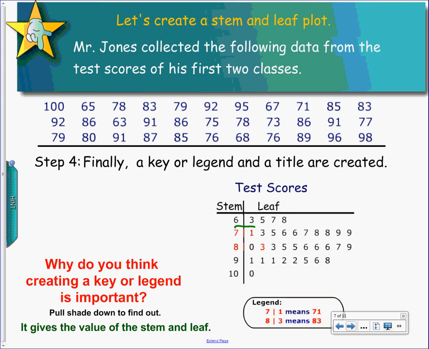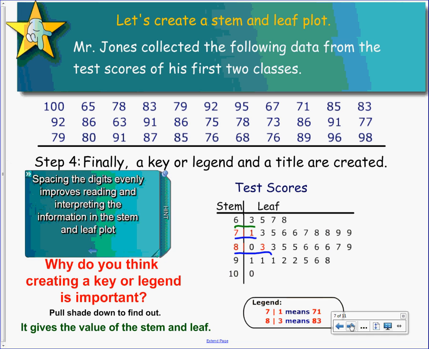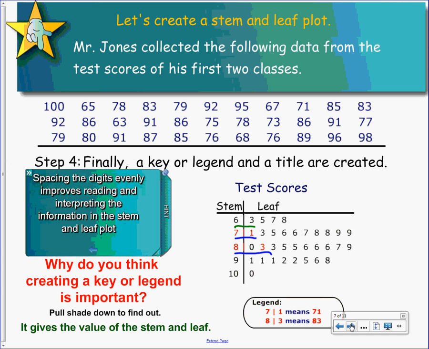I did tell them that they can use any numbers in there. For example, here they use the 7 and the 1 on each side. Here they use further apart, the 8 and the 3. I told them that it doesn't matter as long as they're in the same stem line. That makes sense. And here's the hint I was talking about. Spacing the digits evenly improves reading and interpreting the information in the stem and leaf plot.